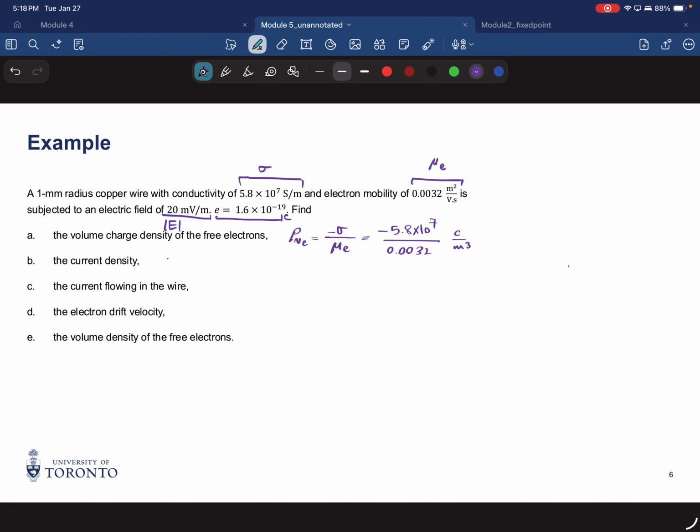Next one, it's asking about the current density, J, which is equal to sigma E. So the amplitude of J is going to be sigma, 5.8 times 10 to the power of plus 7, multiplied by 20 millivolt per meter. And then that is going to be 5.8 multiplied by 20, which is going to be 1.16 times 10 to the power of 6, if I'm not wrong. And that's ampere per meter squared.